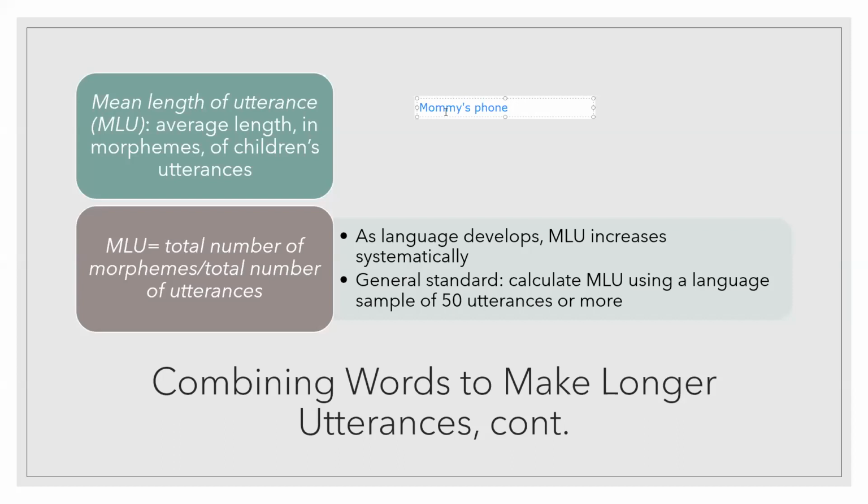So for example, if we have an utterance like "mommy, mommy's phone." If we talk about it in terms of number of words, we have 2. If we talk about it in terms of number of morphemes, we have 3, because we have the word mommy, that's 1.